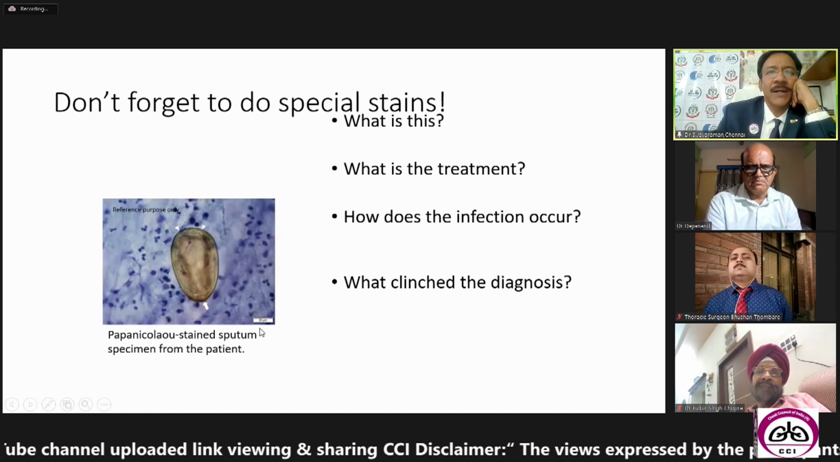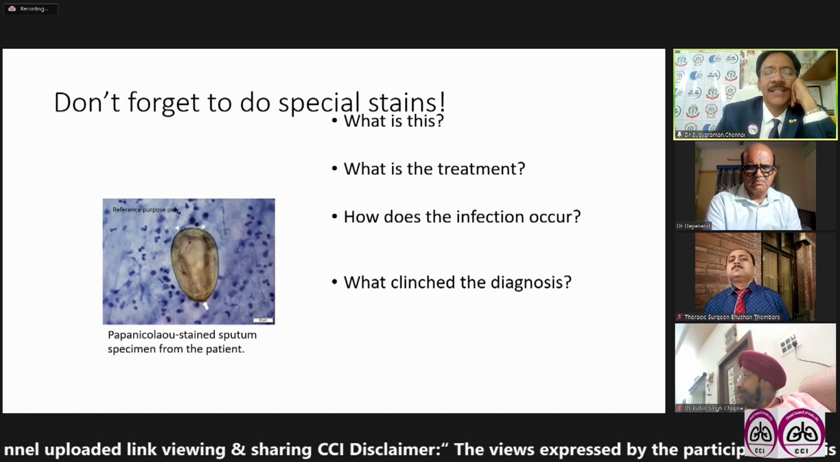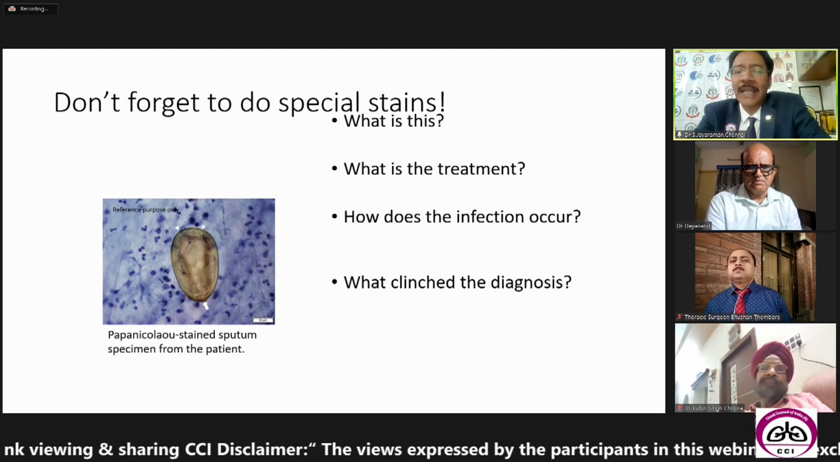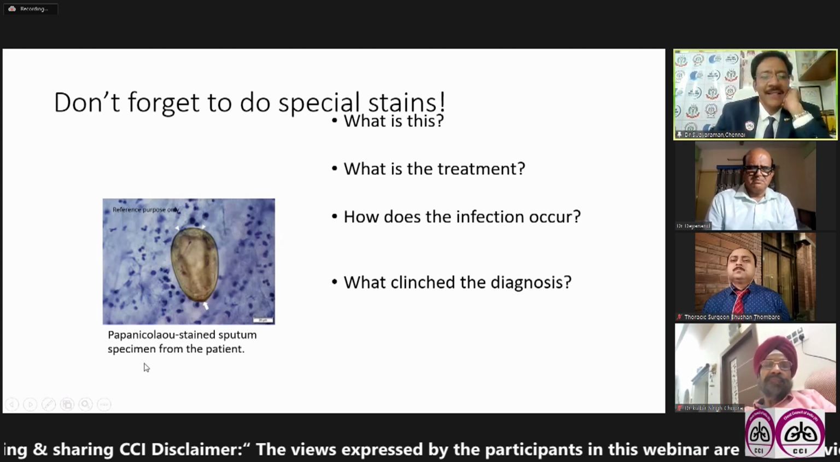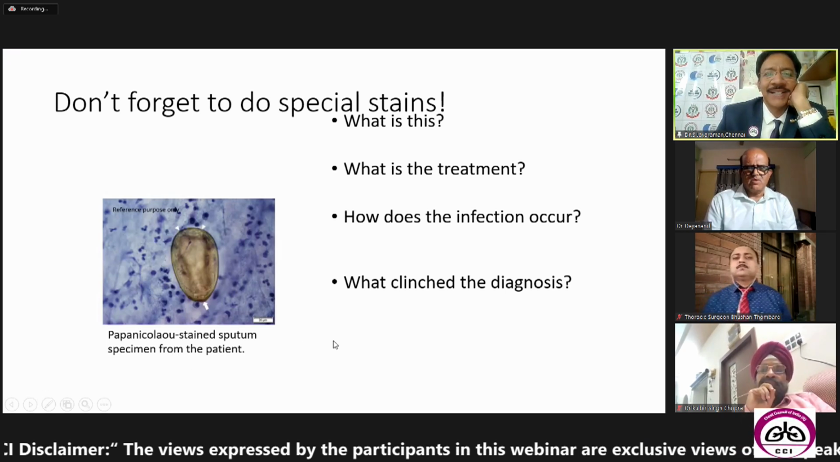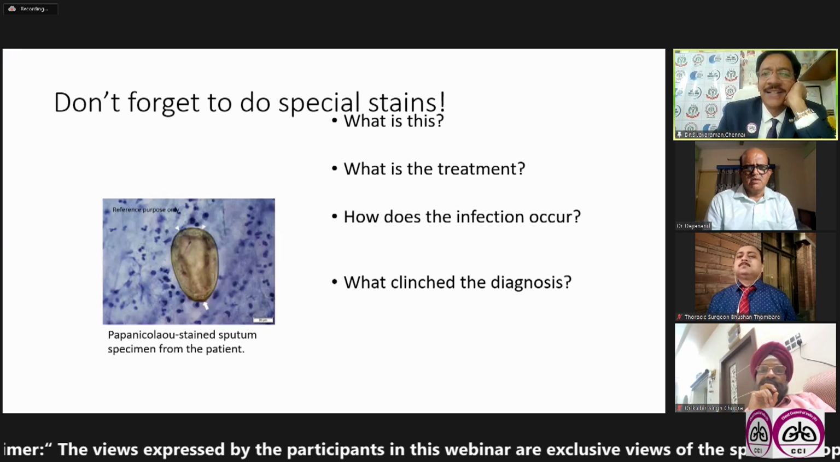So what is this? This is a special stain for one particular parasite. Anyone can attempt. This is a special stain of a sputum specimen from a patient.